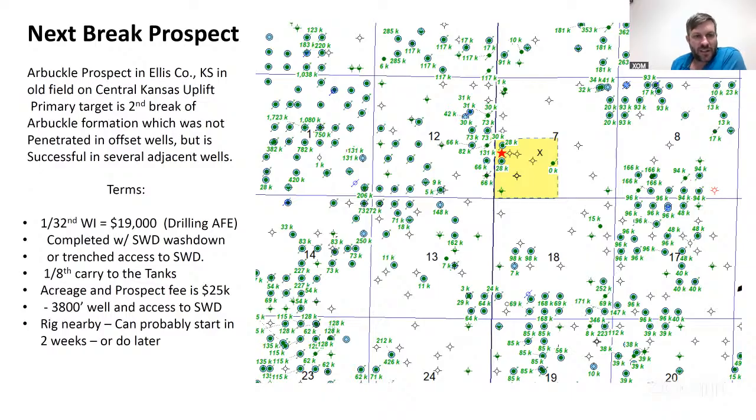And on a project like that, we could break it down into 1/32 working interest. That'd be about a $20,000 deal, drilled and completed. We're ready to go on this deal. We could do it in 2 weeks. We could do it in 6 months. Whatever fits the bill on something like that. Love to have some people get involved in a project like that.